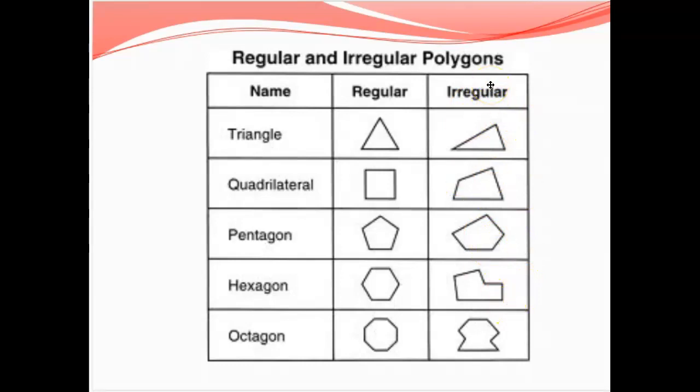When you are drawing polygons today, you can draw regular or irregular. It doesn't matter. The only rule is that we are drawing polygons today. So that means every shape that you draw needs to have straight sides, it needs to be closed, and it needs to have at least 3 sides. But don't worry, on the worksheet I made, it tells you how many sides you need to have.